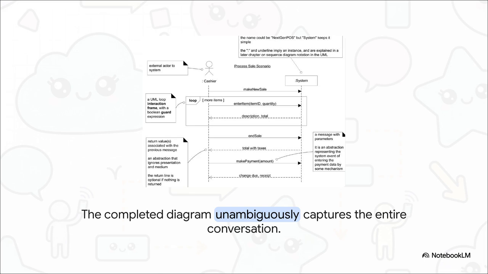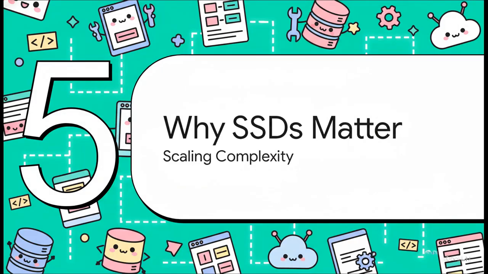Look at that. Every single key interaction from that boring block of text is now perfectly and clearly captured in this one simple picture. The entire conversation, from starting the sale all the way to getting the receipt, it's all mapped out. So we know how to build one, but let's really drive home why this matters. Why is this simple little diagram such a big deal in modern software development?